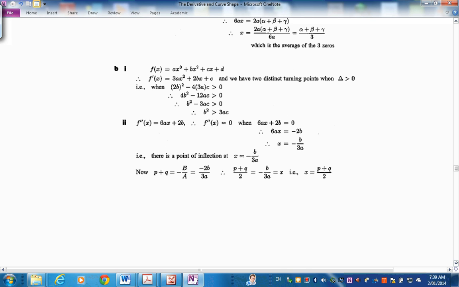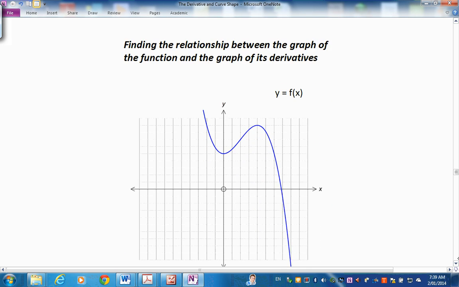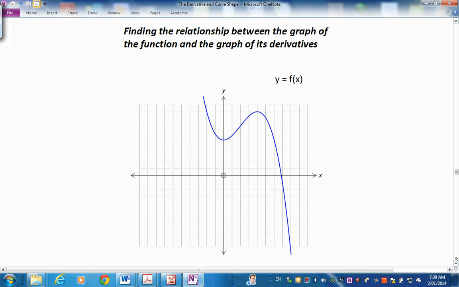Okay, let's go on. I've got an interesting final part here. This is a new part of the IB syllabus, very important. Finding the relationship between the graph of the function and the graph of its derivatives. Let's see if we can do this now. Here is the graph of the function. What they want us to do is draw the graph of its derivatives.